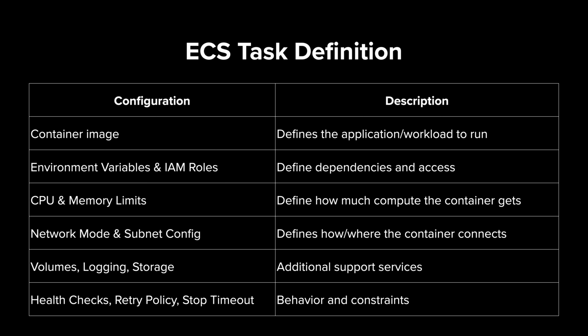Similar to a detailed job description, a task definition in ECS includes the container image to run, environment variables and IAM roles, required CPU and memory, networking and subnet configuration, volumes, logging, and storage settings, health checks, retry policies, and stop timeouts. Just like employees can't perform their jobs without a proper job description, ECS can't run containers without a task definition. Without it, ECS wouldn't know what to run, how to run it, or where to run it.